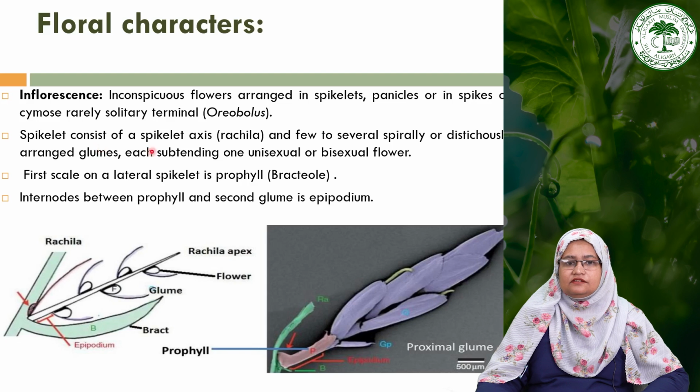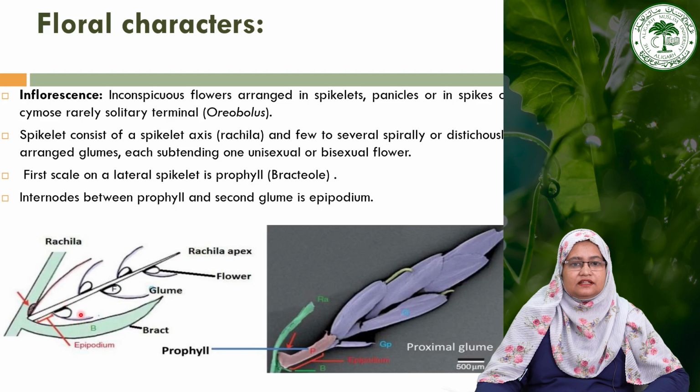The spikelet consists of a spikelet axis termed the rachilla, as we can see in this image, with several spirally or distichously arranged glumes, as you can see here. Each glume is subtended by a unisexual or bisexual flower. So these are the glumes.